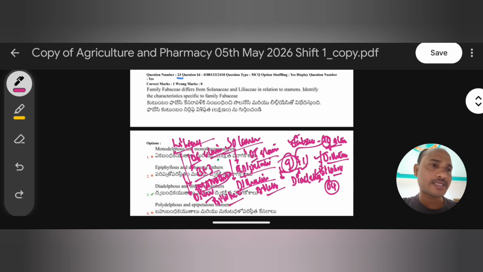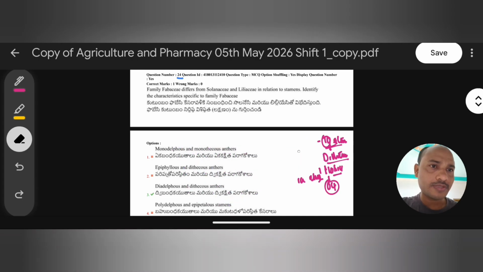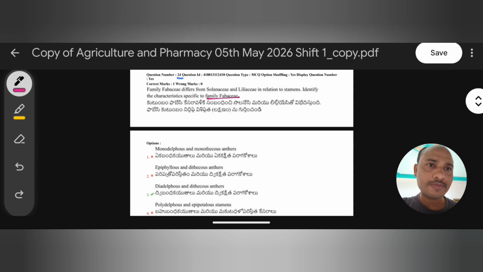Like that, we have stamens in various families like Fabaceae, Solanaceae, and Liliaceae. Okay, remember this one also. So here we have to identify the characteristic feature of the family Fabaceae. Monadelphous, no. Why? Monadelphous condition is seen in the Malvaceae family. So remove it. Epiphyllous and dithecous, no. Epiphyllous, as just now discussed, is when the stamen is attached to the perianth. Such stamen is called epiphyllous, which is seen in the Liliaceae family. So this is observed in Liliaceae, and the first one in Malvaceae. So we have to eliminate these two.